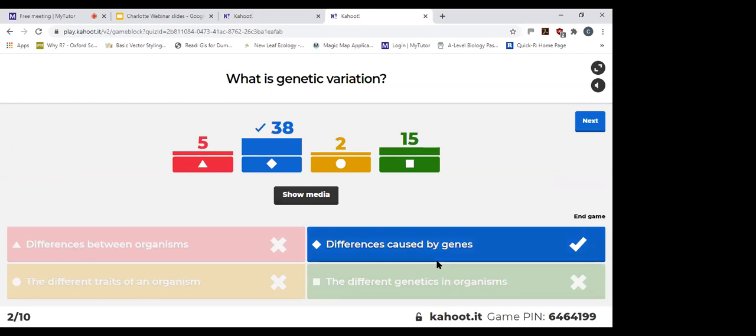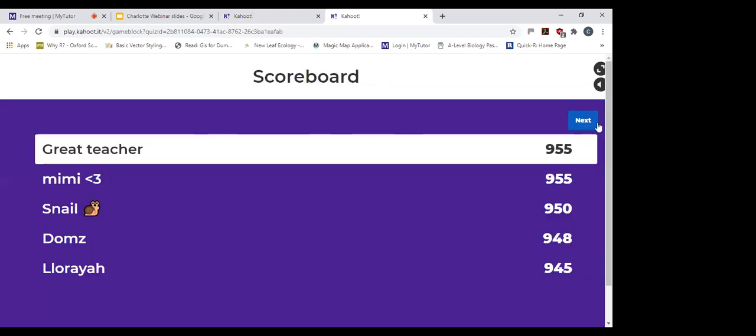That one is a slightly odd question. So 38 people got that one right. However, I would say that the different genetics in organisms was right too. So 15 that got that, give yourselves a pat on the back. Okay, leaderboard has changed slightly with Hassan Ramal, Joe Biden coming up the leaderboard there.